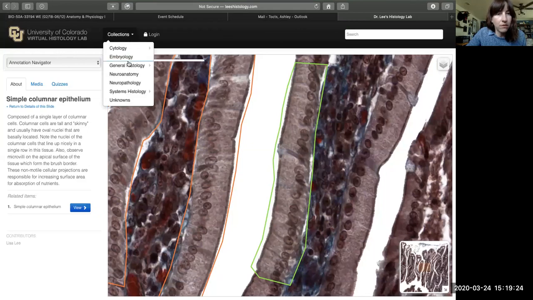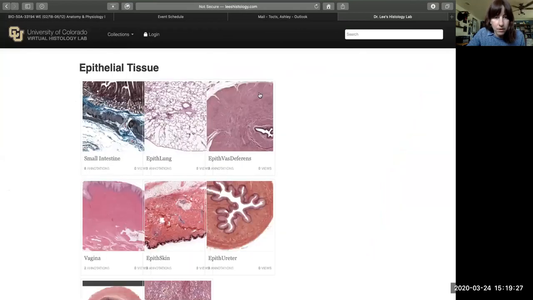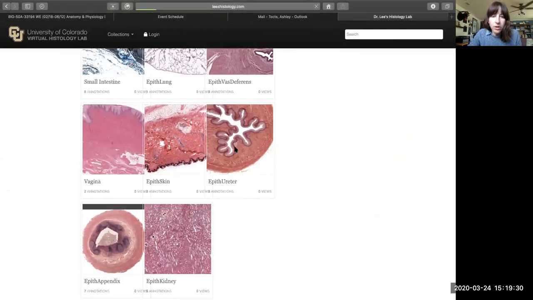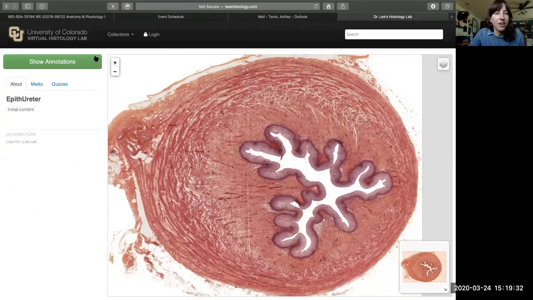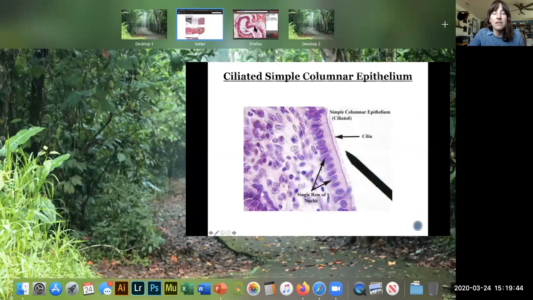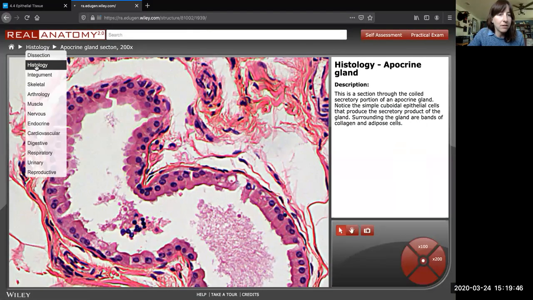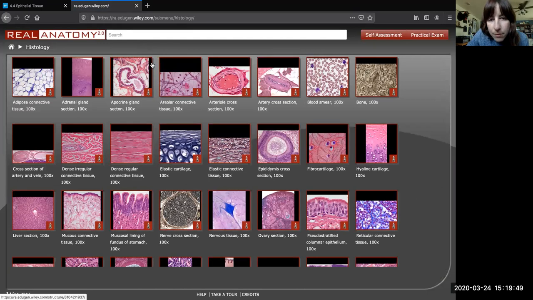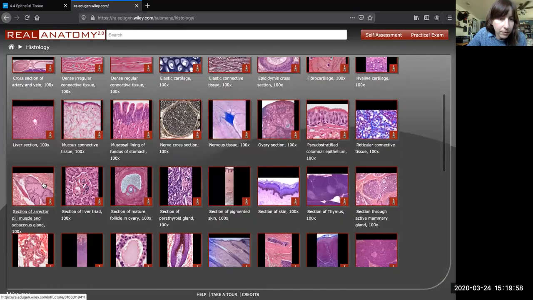So let's look for uterine tubes, not ureter. I'm thinking uterine tubes, not ureter. Different thing. Small intestine, vagina? Probably not. Appendix? Let's look and see what Wiley has. Epididymis. Here we go.